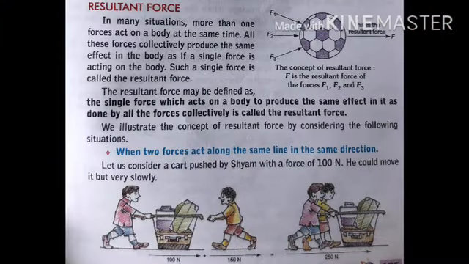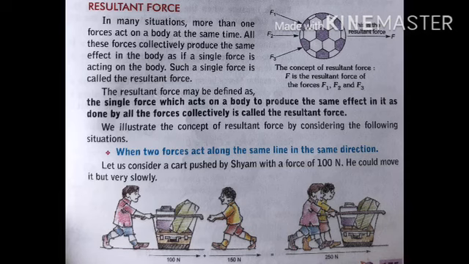Now the resultant force. In many situations, more than one force acts on a body at the same time. All these forces collectively produce the same effect on the body as if a single force is acting on the body. Such a single force is called the resultant force. The resultant force may be defined as the single force which acts on a body to produce the same effect as done by the forces collectively.